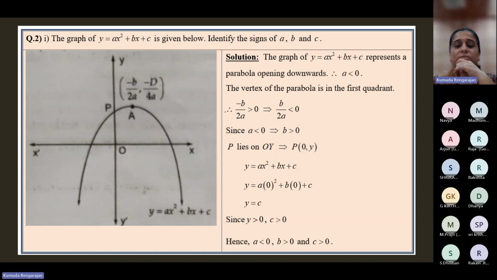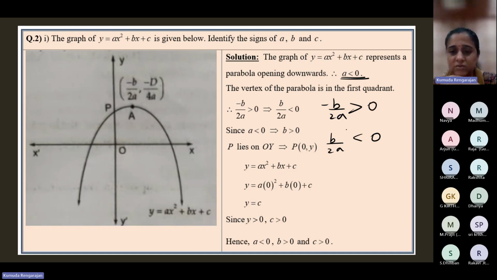Let's do it once again before we proceed. This one is easy. It opens downwards, so A is negative. A is less than 0. Now minus B by 2A lies in the first quadrant, so it is positive. Changing signs on both sides, you will have to change the inequality also. When you take away this minus sign, you're changing the signs on both sides, so you'll have to reverse the inequality. Now this one means that B by 2A is negative.